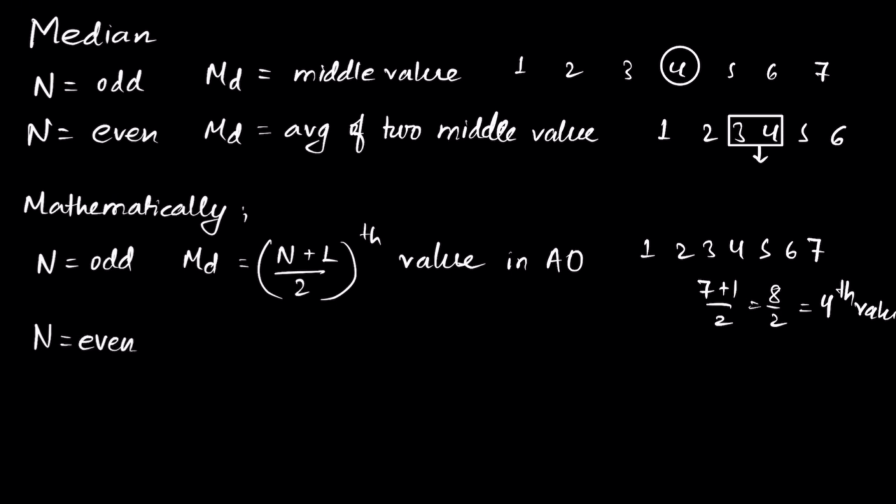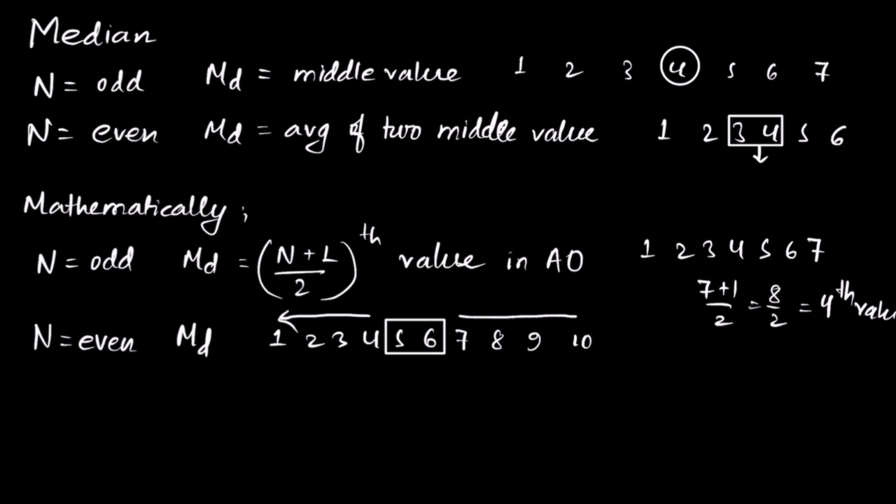When n is even, median equals to... Let me find the formula by using logic. Let's take an even number of values. 1, 2, 3, 4, 5, 6, 7, 8, 9, 10. When there are an even number of values, there is no one single middle value. You have instead two different middle values. In this case, there are two different middle values, 5 and 6. Before this, there are 4 values. After this also, there are 4 values.